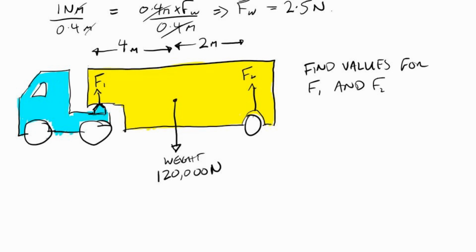And we're going to use this idea that we can take the moment from anywhere. Where are we going to take moment? First one, let's use point F1. Why? Because then we've only got F2 times distance and weight times distance. F1 times distance is 0, because the distance to F1 from F1 is 0. So we'll just choose F1 as our first point, and we'll look around that point. So choosing moments about F1.